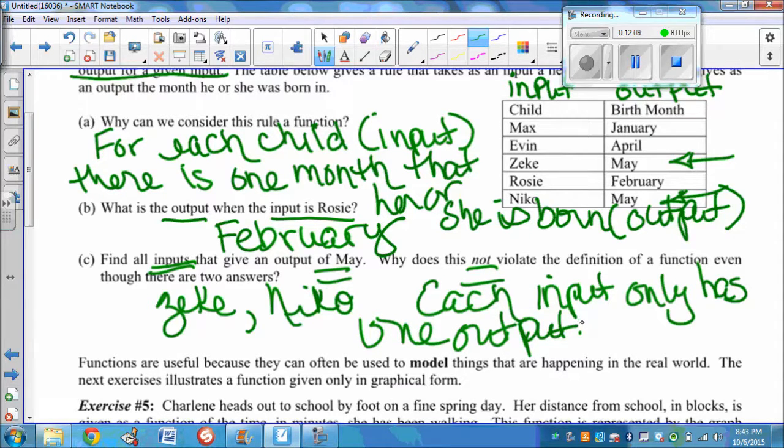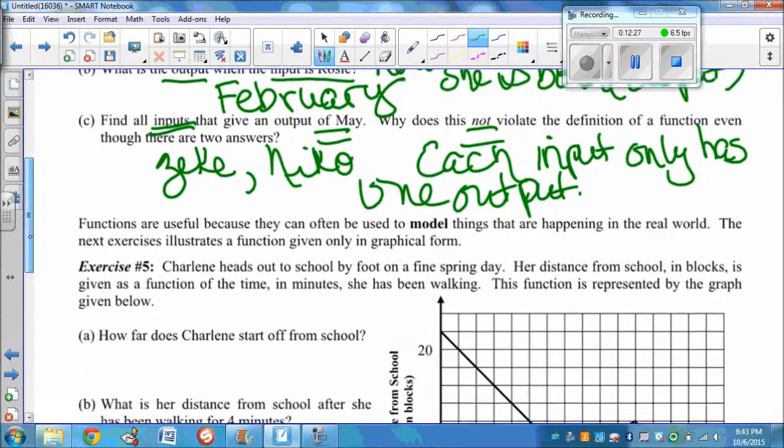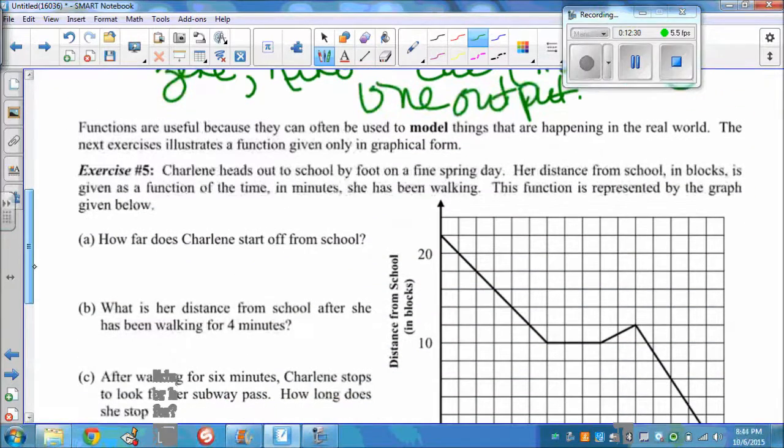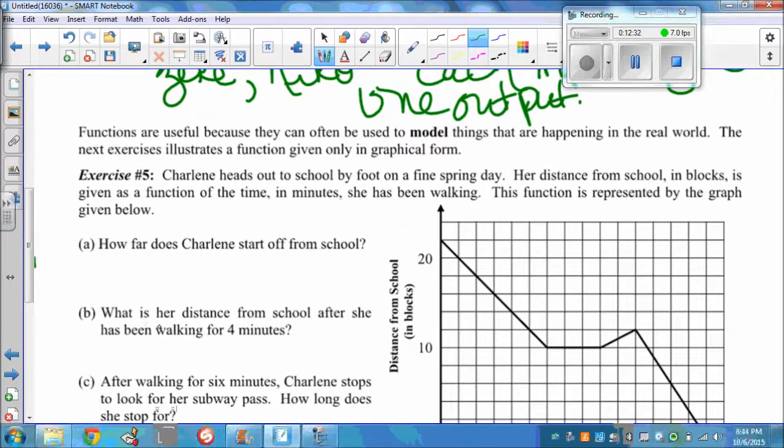It says there's no condition on a function that insists that each output has only one input. Just each input can only have one output. I always like to say you can't have any X repeaters. No repeat inputs. That's the definition for your function, sort of said in a simpler sense.